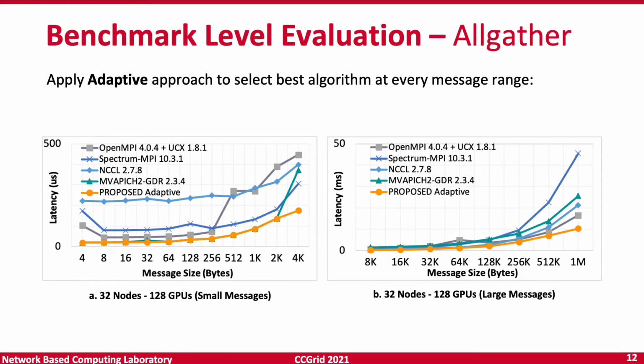And then we also did a benchmark level evaluation showing smaller scale, and this was intended to show the adaptive approach where we optimize the library to select the best algorithm for each message size. So compared to different state-of-the-art communication libraries, and we also compared MVAPICH2-GDR 2.3.4 versus our proposed adaptive approach of MVAPICH2-GDR, where it would select the best algorithm at every message range. And we evaluated this on 128 GPUs on the Lassen system. So this is for smaller message range, and this is for a larger message range.